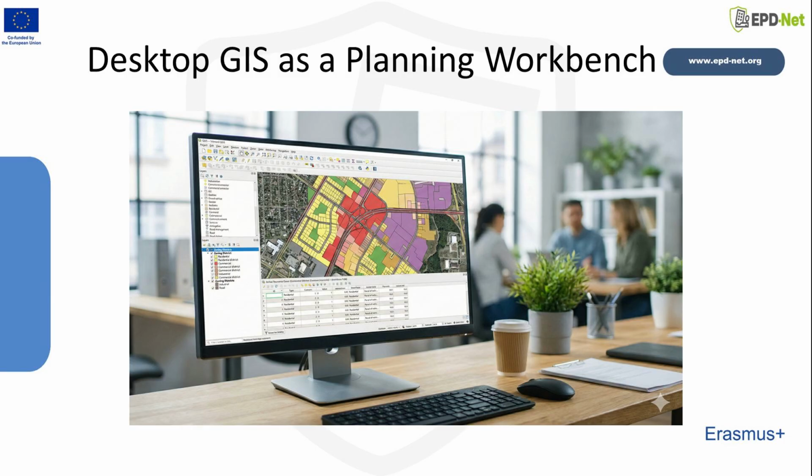Here we also note that GIS offers cartographic tools for designing map layouts, legends and annotations suitable for reports, workshops or policy documents, making it a key interface between technical analysis and planning practice.